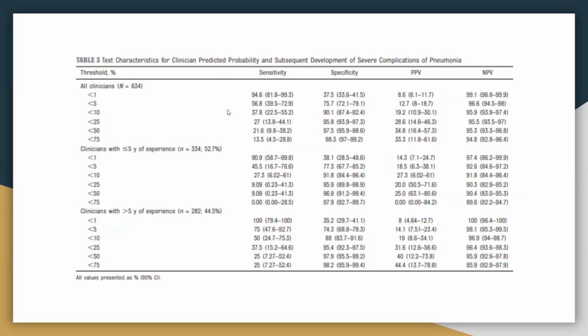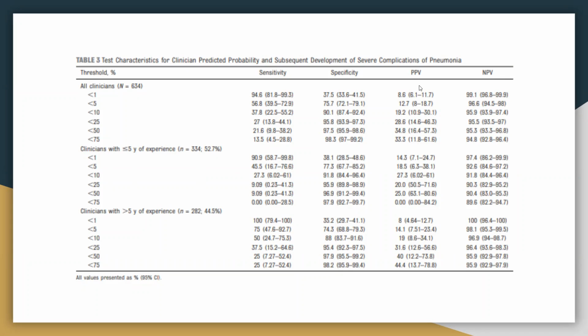And it seems like it is lower for patients who are at higher risk of developing complications. For specificity, you see that it's higher when patients are looking more acutely ill and like they're going to have a higher likelihood of having more severe complications.